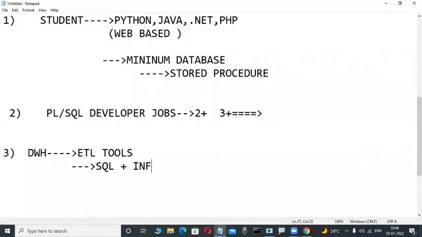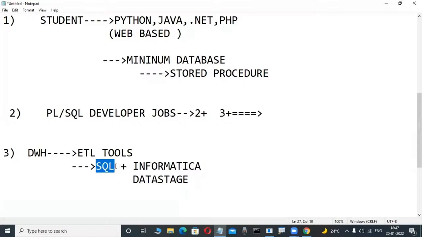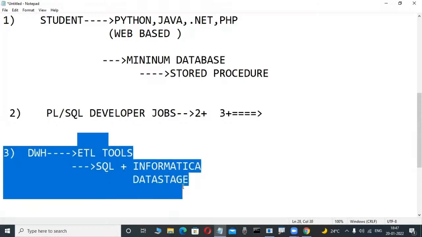also. Informatica is a very popular tool. Again, DataStage is a popular ETL tool, and Talend is another tool. These ETL tools have a graphical user interface. They are learning them, and minimum knowledge of SQL is required. That's why they are learning these courses, for these jobs.